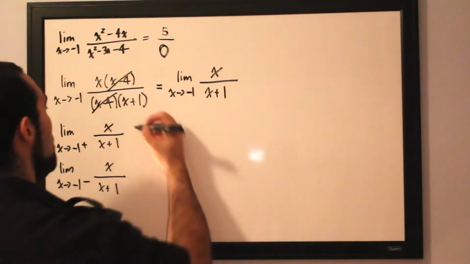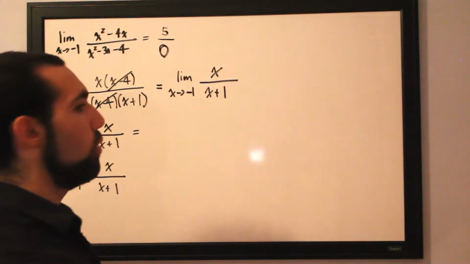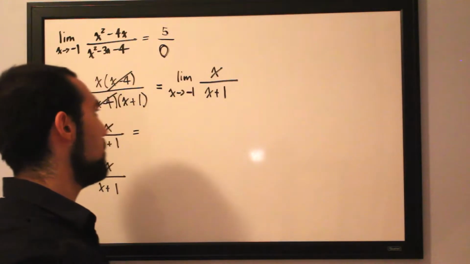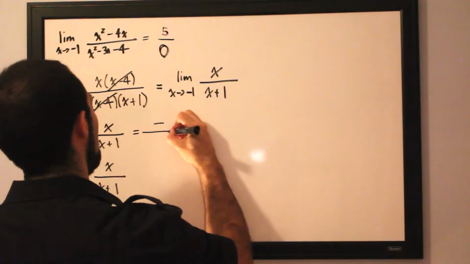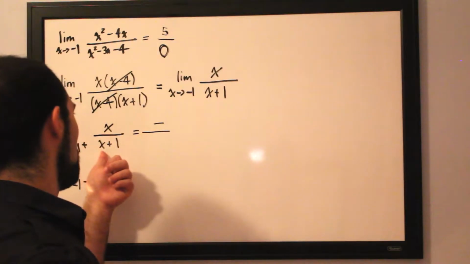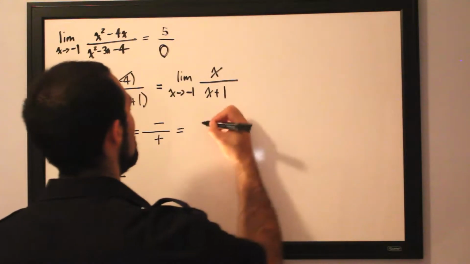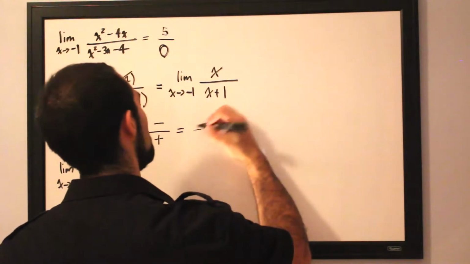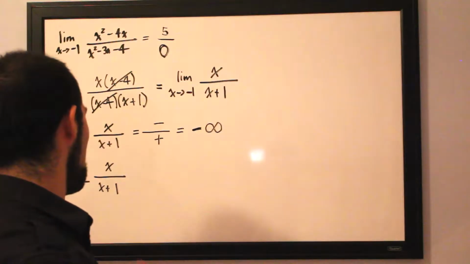It's really easy. If we were to plug in a value that's to the right of negative 1, say negative 0.9, we would get a negative value in the numerator, and negative 0.9 plus 1 gives us a positive value in the denominator. So this is going to shoot down to negative infinity. So the limit from the right is going to be equal to negative infinity.